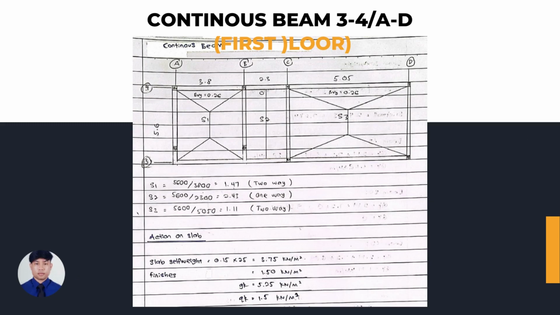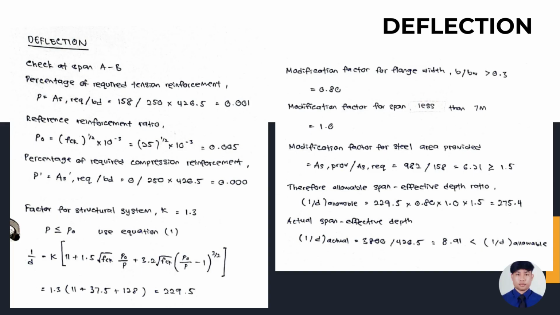This is our layout for designing continuous beam 3/4 AD. For the beam size, we use 250 mm times 500 mm. For the finishes, 1.5 kN per meter square, and for the QK, 1.5 kN per meter square. For the deflection, percentage of required tension reinforcement we get 0.001. P naught we get 0.005.